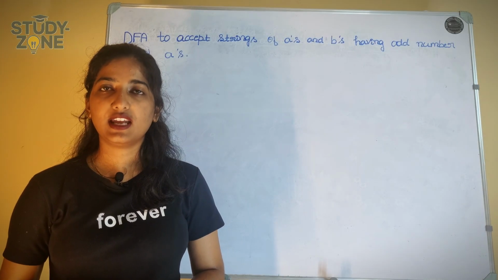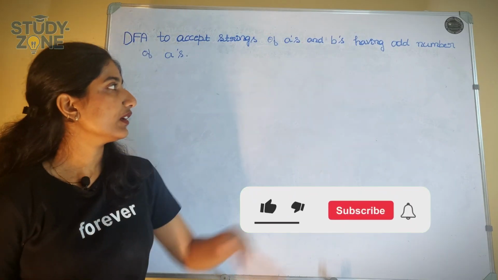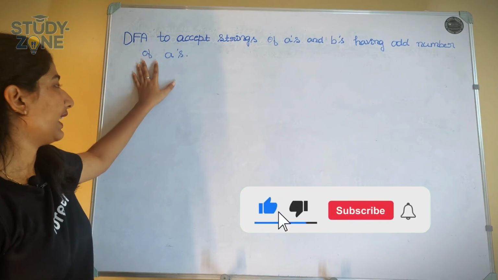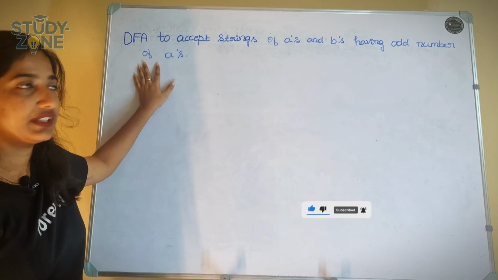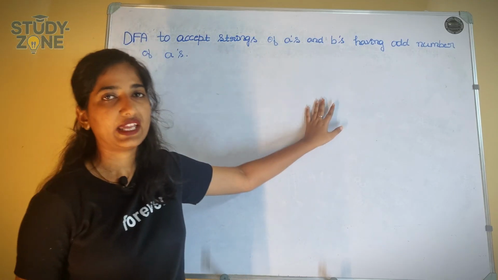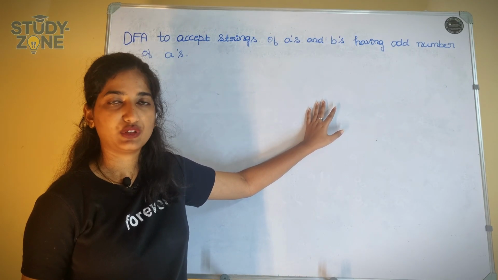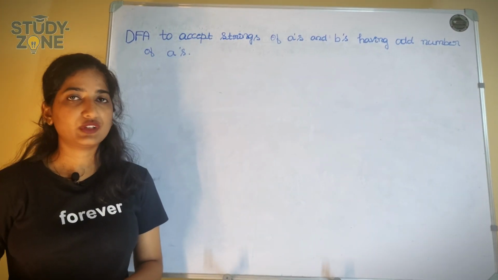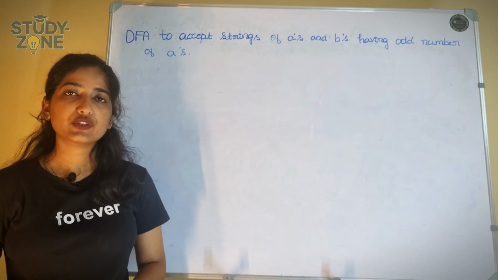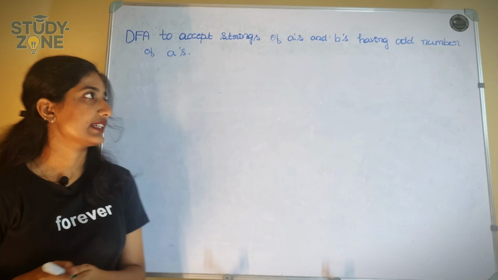Today let's learn about the DFA to accept strings of A's and B's having odd number of A's. Okay, so here what we have to do, we have to design the machine that accepts odd number of A's, and then we have to reject the string which has even number of A's. So let's begin. So in this problem, what is our goal? Our goal is to design a DFA to accept odd number of A's.